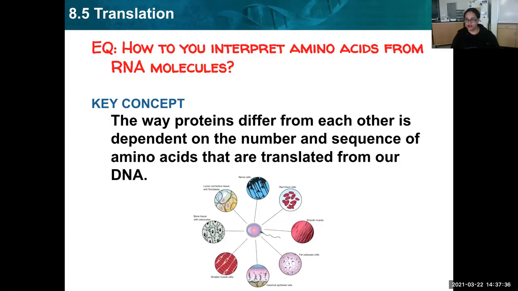Two weeks ago, we started in the DNA. Last week, we learned how to transcribe it into RNA. This week, how do we translate it from RNA into an actual protein?